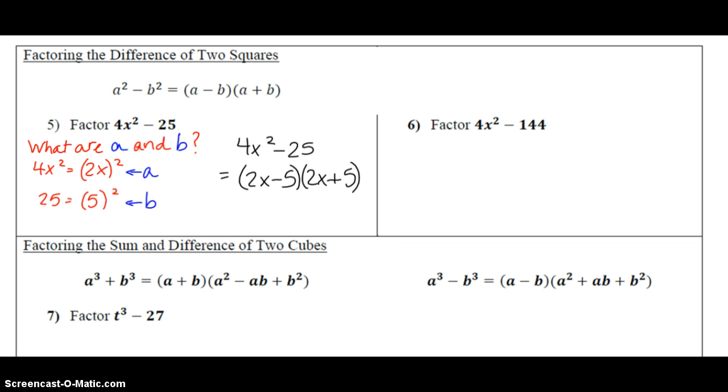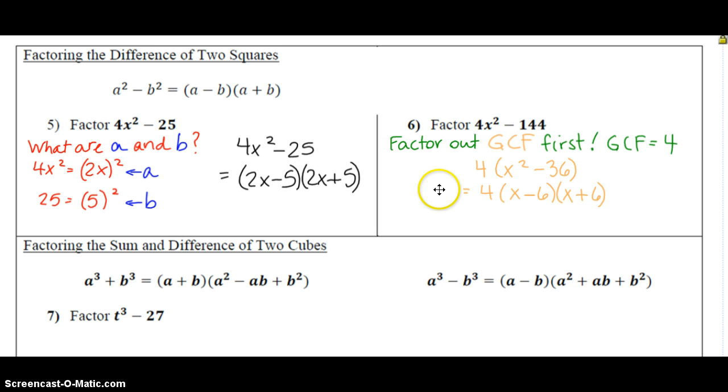Try the next example, but don't forget the rules that we learned on the previous page. What do we always do first? That's right, we always factor out the greatest common factor first. Now that you've remembered that, factor it out and then factor the difference of squares. Once we factor out the greatest common factor, it should be easy to factor that difference of squares.